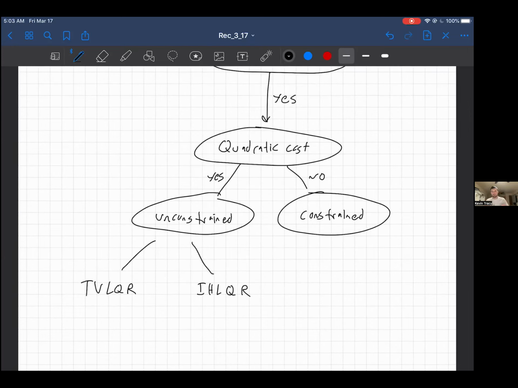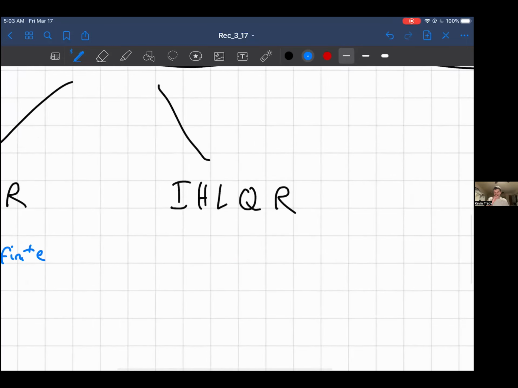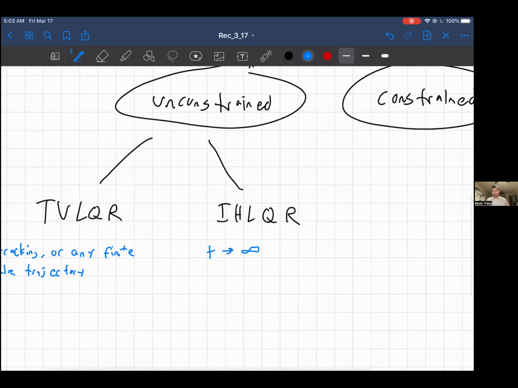So time varying LQR, this is us tracking any finite time trajectory. And then an infinite horizon LQR. This means that my control objective goes from now until the end of time. So I'm just trying to regulate forever, so t equals infinity. And I'll talk a little bit more in a second about why we can make this assumption, because we have some questions about this as well.